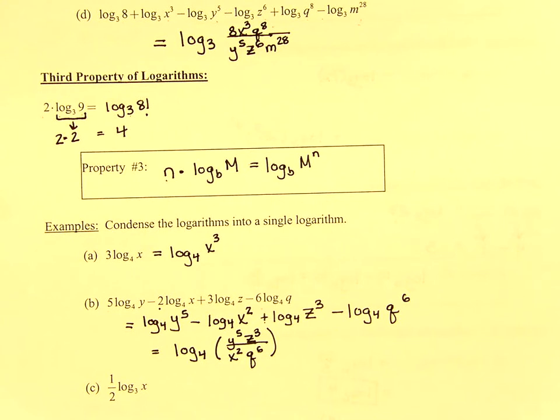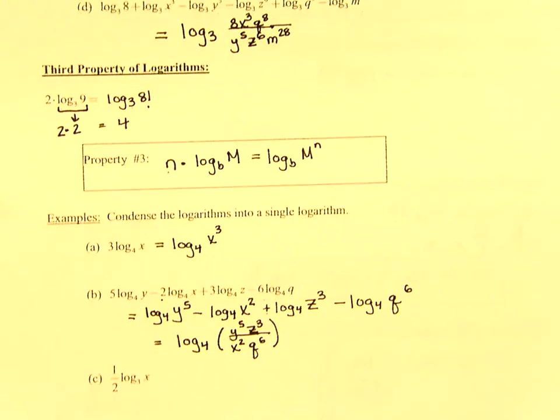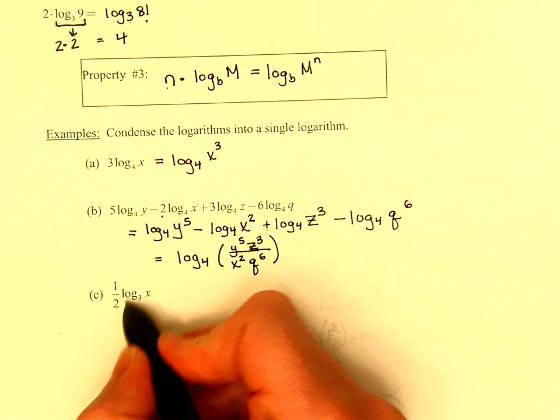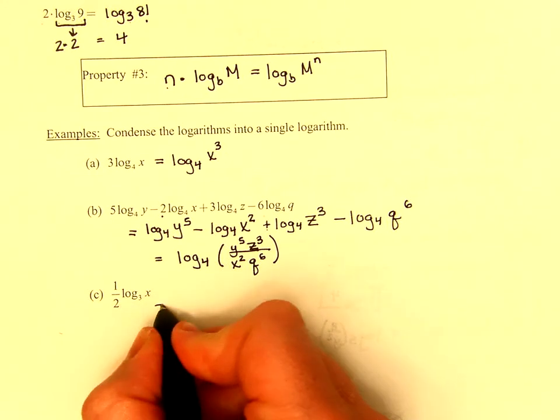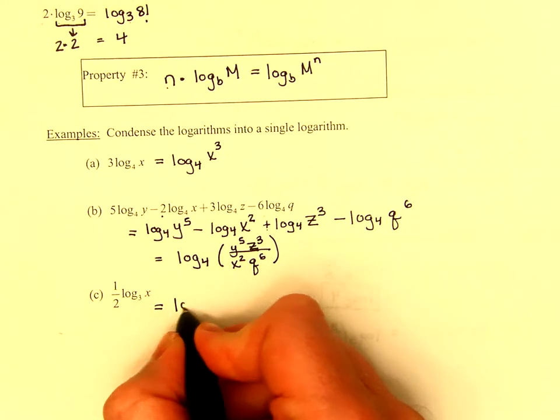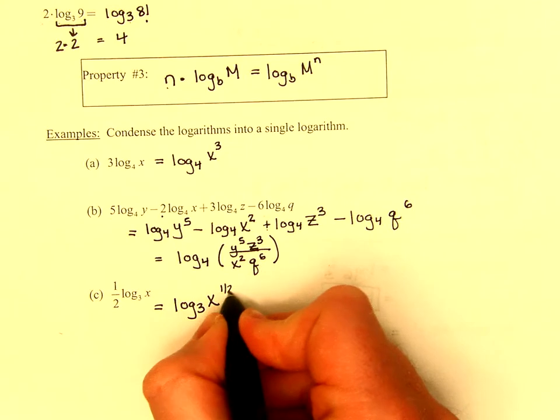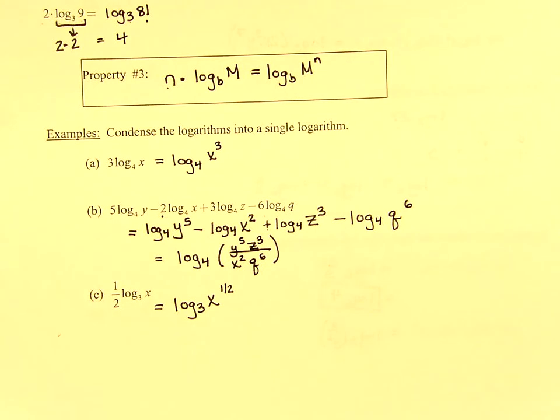One more of these, and then there's another idea that we need to look at with these properties. 1/2 times log base 3 of x. Well, that number from out front, that 1/2, is going to become a power inside your log. You're going to get log base 3 of x raised to the 1/2, which is completely fine for the final answer.